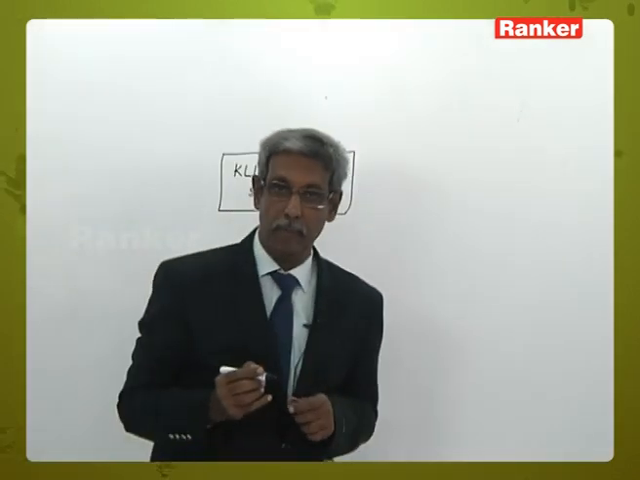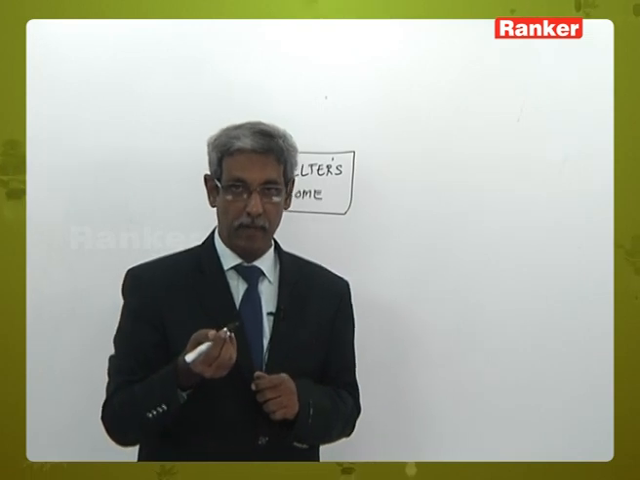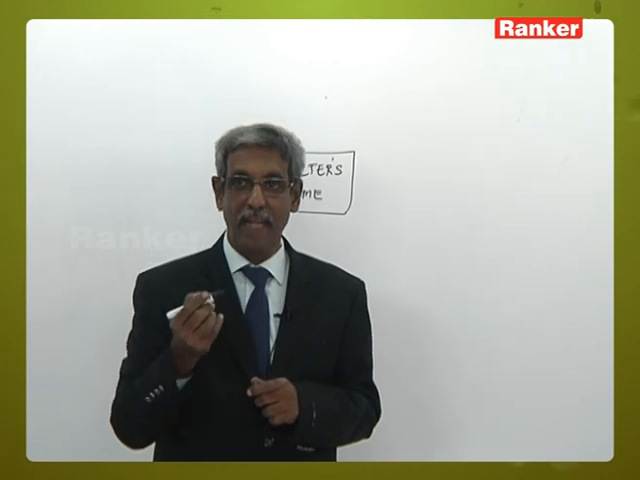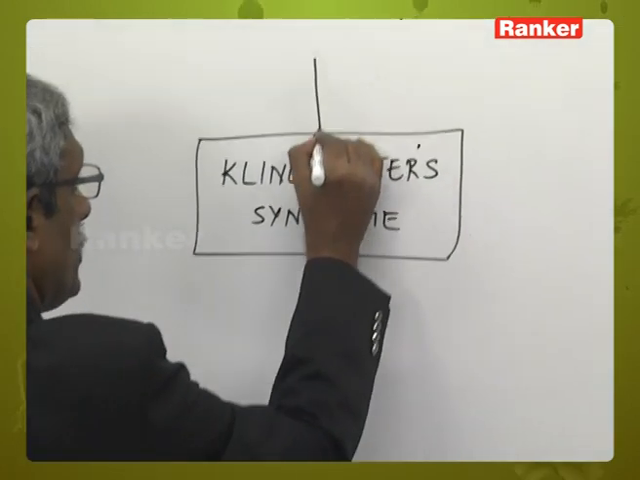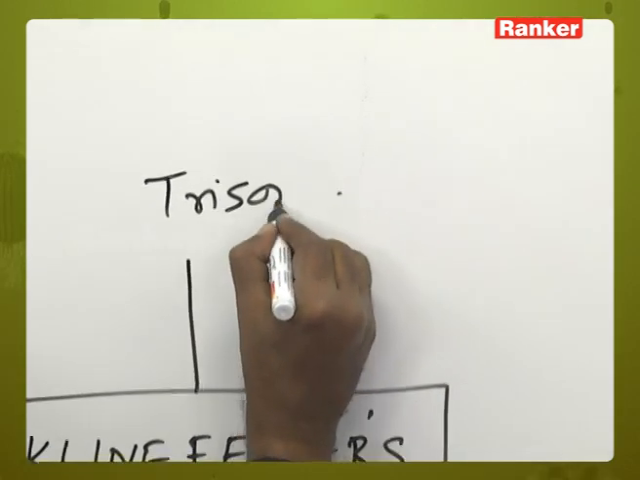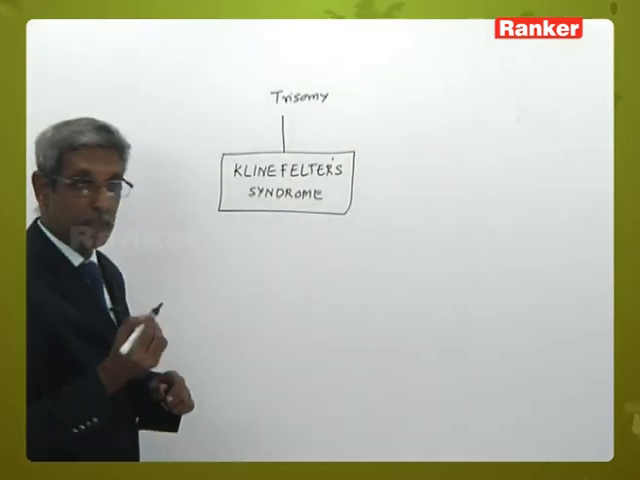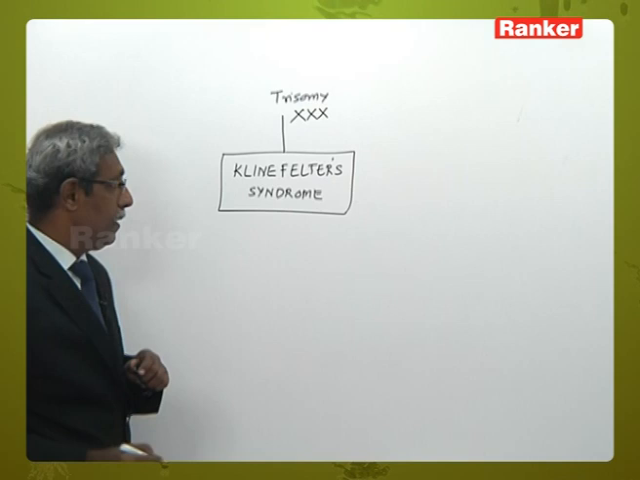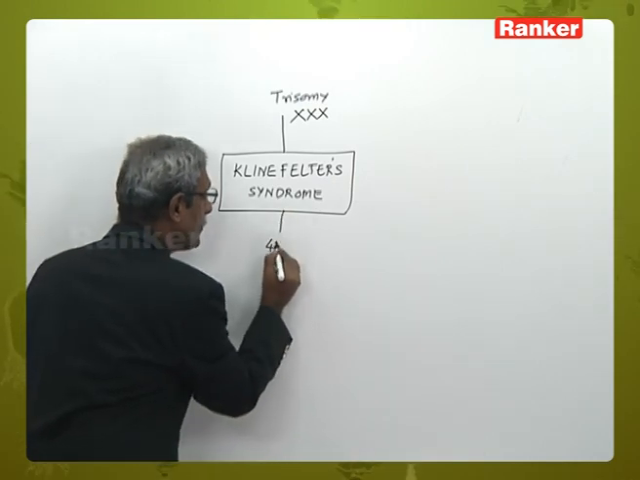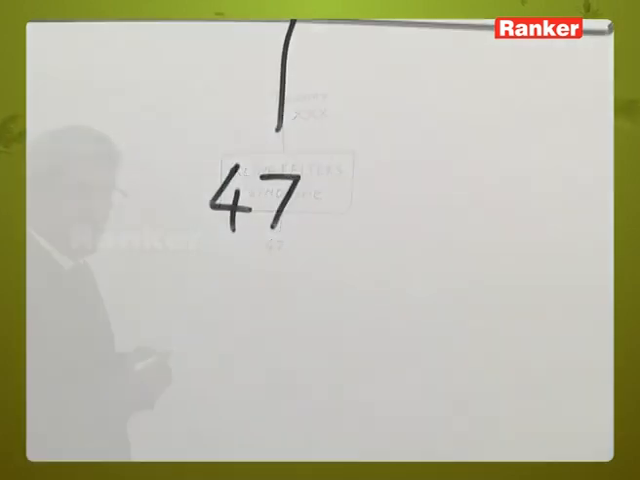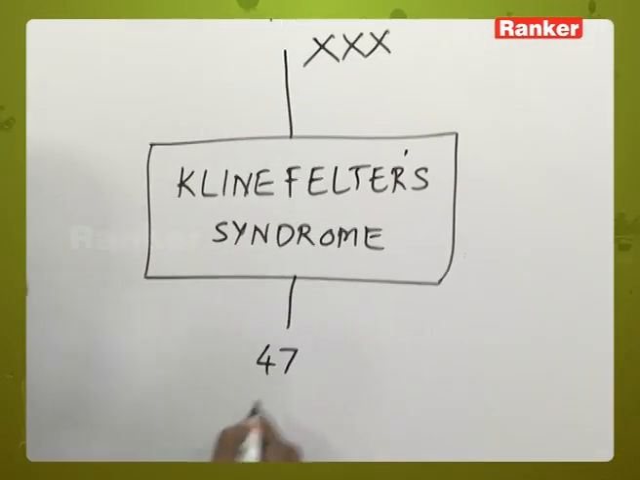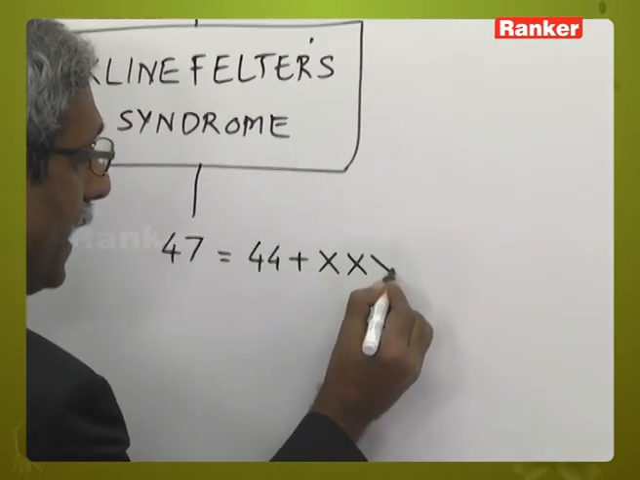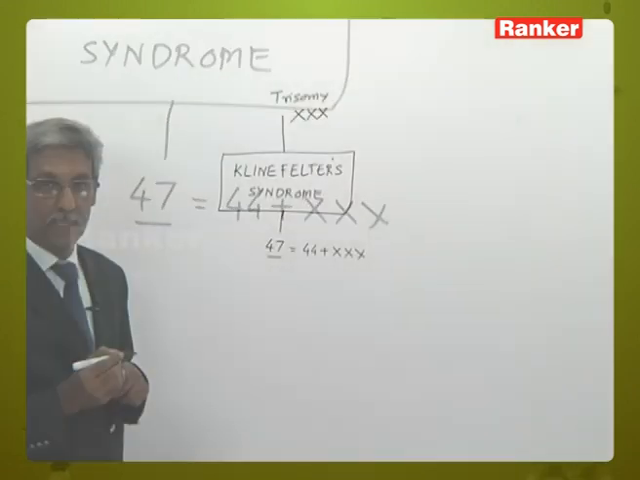The second type of chromosomal abnormality which we are seeing in today's study of clinical or human genetics is Klinefelter syndrome. It shows a trisomy of XXY type. There are 47 chromosomes in total, that is, 44 plus X, X and Y. So, it gives rise to 47 chromosomes.